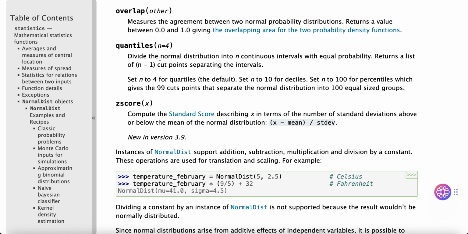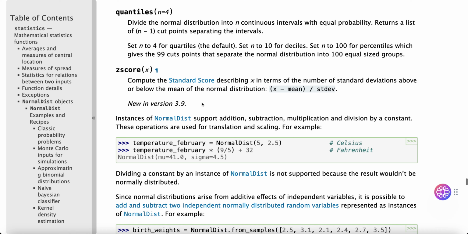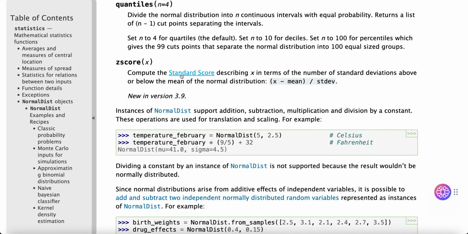quantiles(n=4). Divide the normal distribution into n continuous intervals with equal probability. Returns a list of n minus 1 cut points separating the intervals. Set n to 4 for quartiles, the default. Set n to 10 for deciles. Set n to 100 for percentiles, which gives the 99 cut points that separate the normal distribution into 100 equal-sized groups. z_score(x). Compute the standard score describing x in terms of the number of standard deviations above or below the mean of the normal distribution: (x - mean) / stdev.